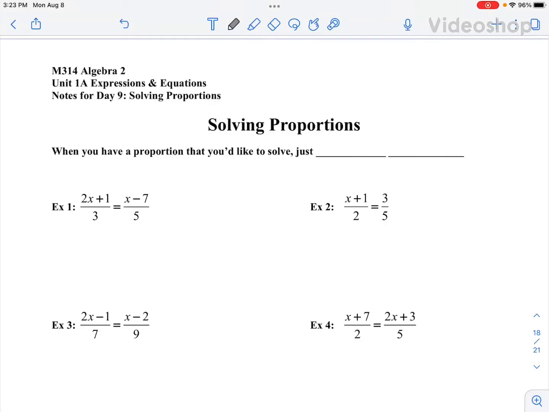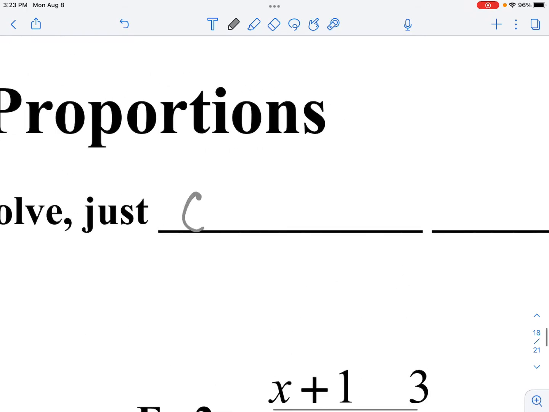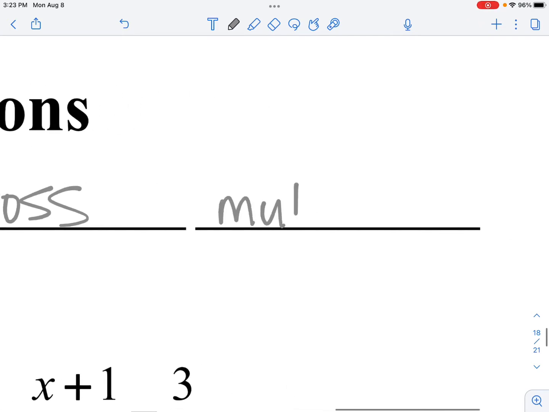All right, guys, today's our last day of the chapter. We're talking about solving proportions today. So you've probably heard this terminology before, but when you're solving proportions, you need to cross multiply.